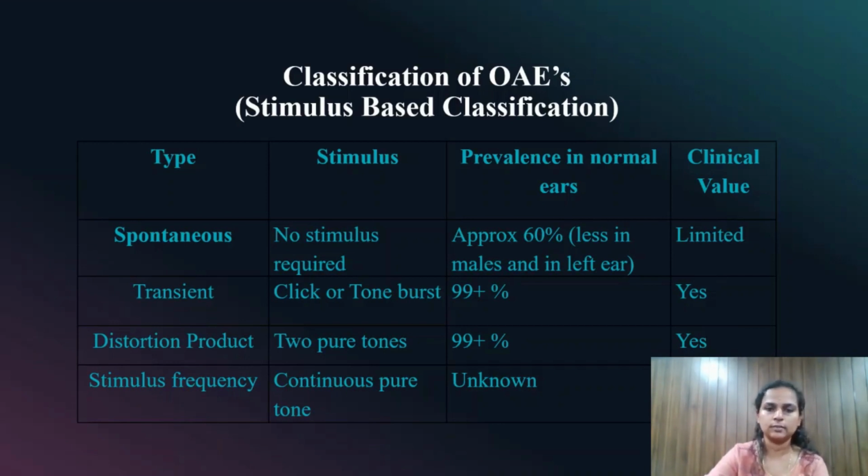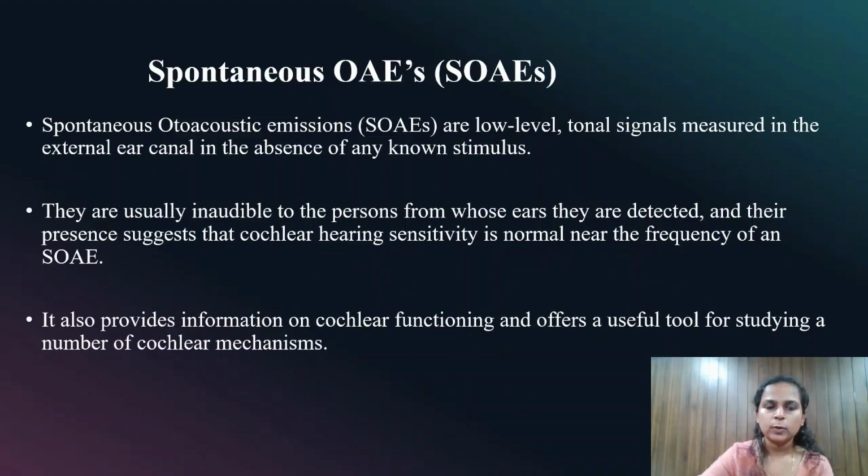and have no usage in clinical setups. Spontaneous OAEs are low-level tonal signals measured in the external ear canal in the absence of any known stimulus. They are usually inaudible to people, and if SOAE is present, it suggests that cochlear hearing sensitivity is normal. It also provides information on cochlear functioning and offers a useful tool for studying a number of cochlear mechanisms. This cannot be used as a clinical tool since it is absent in 50% of normal hearing sensitivity individuals.